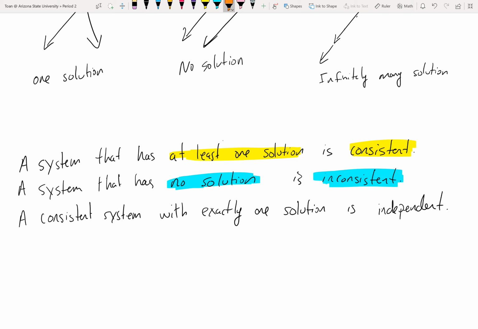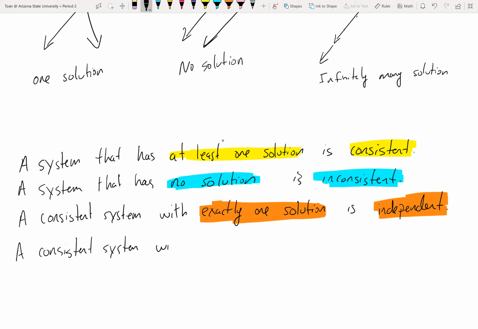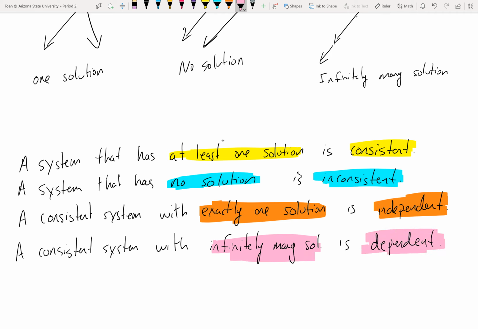Independent. So it's different than independent variable. We're talking about a completely different topic now, so don't get those mixed up. It's just a term we use for systems. So if you have exactly one solution, not two, not five, but exactly one, it's said to be independent. A consistent system with infinitely many solutions is, you guys can probably guess if you know your opposites, dependent. So infinitely many solutions is linked with dependent.